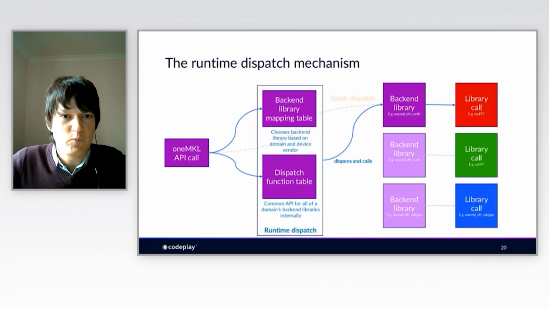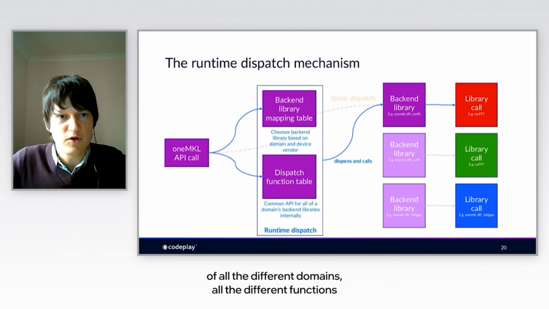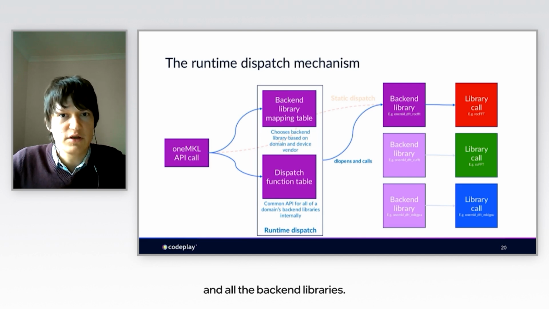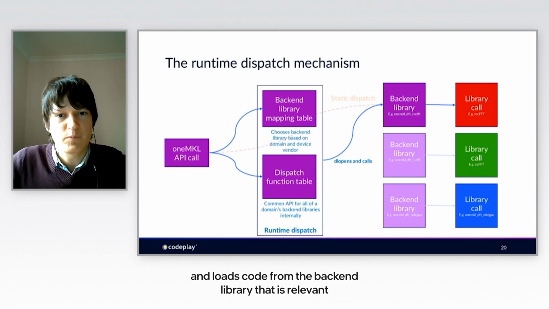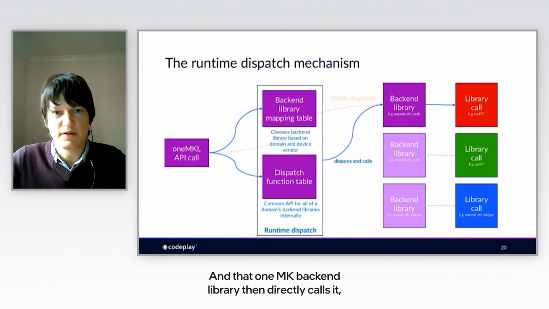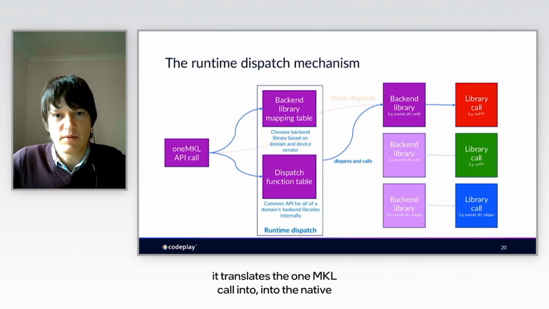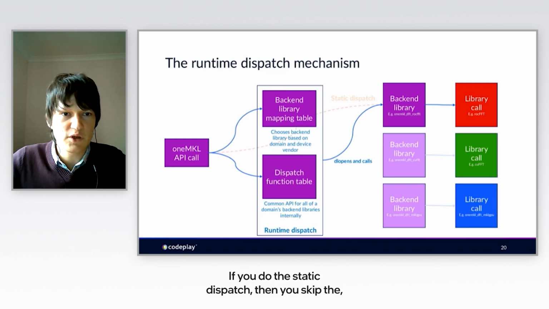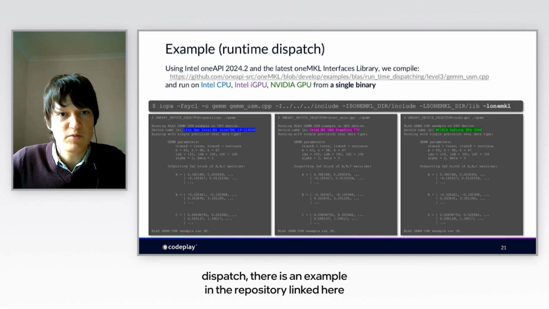Behind the scenes, basically what happens for the runtime dispatch is that it has large lookup tables of all the different domains, all the different functions, and all the backend libraries. It dynamically opens and loads code from the backend library that is relevant to your call and your queue. And that oneMKL backend library then directly calls, it translates the oneMKL call into the native vendor implementation. If you do the static dispatch, then you skip the middle part and you go directly to the oneMKL backend library.